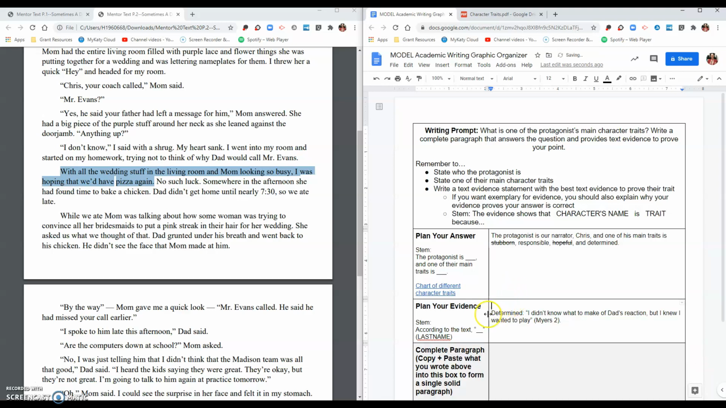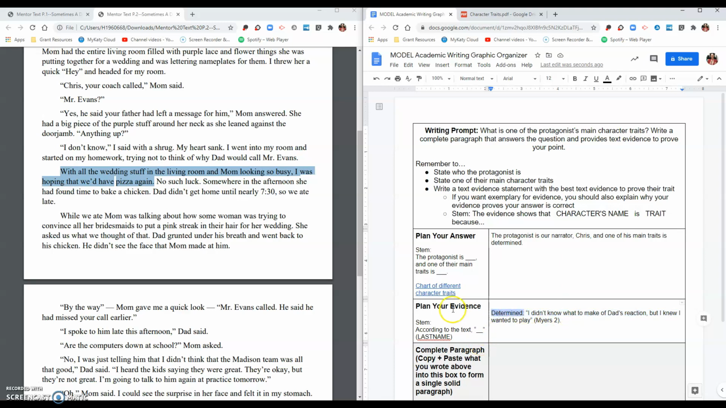So that's going away. And then, since I only need one word in this statement, I'm going to delete the rest of these. So now I've got my answer. The protagonist is our narrator, Chris, and one of his main traits is determined. Okay? So now I've answered the question. Remember, our question is, what is one of the protagonist's main character traits? There's my answer. But I also have to support my answer. I have to provide evidence that proves that he is determined. So that's exactly what I did right here.